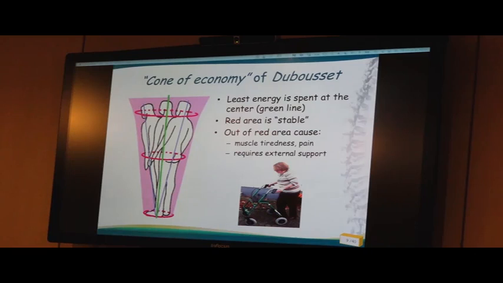And this is Dubousset's cone of economy. He said that we spend least energy at the erect posture at the green line. If we stand like that, we spend much less energy. But if we have some postural problems like kyphosis, we start to get out of the red area. And out of the red area, we need some external support to be erect. In an erect posture, like that woman, you have muscle tiredness and pain because of your posture.